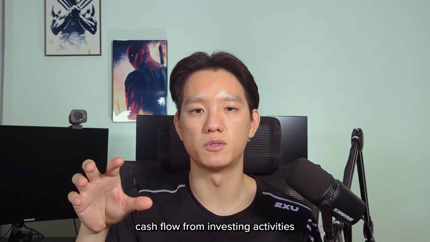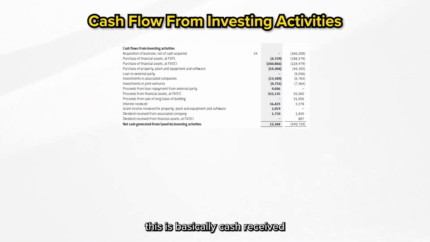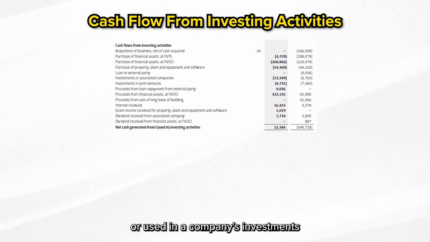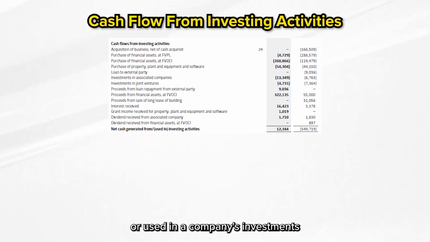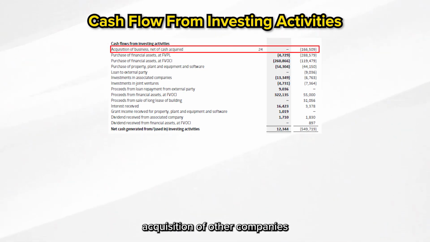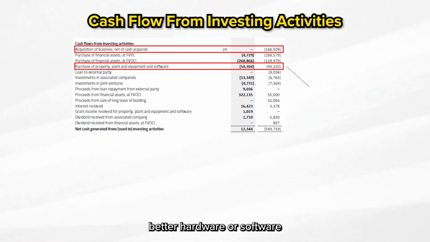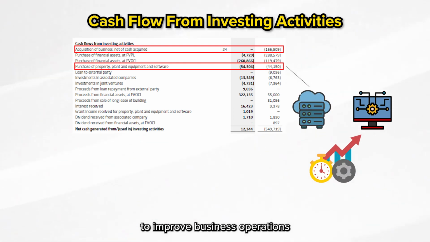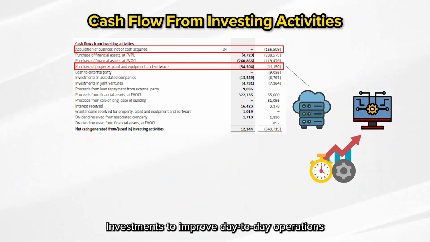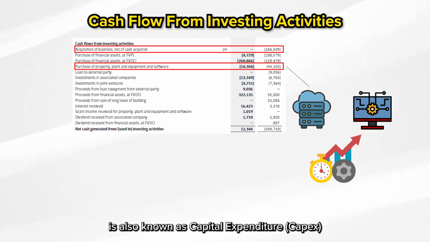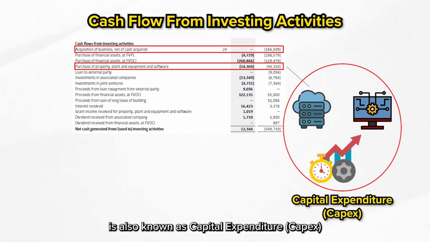Now moving on to cash flow for investing activities. This is basically cash received or used in the company's investments. So cash used could be for acquisition of other companies or just investing in better hardware or software to improve business operations. Investments to improve day-to-day operations is also known as capital expenditure, or CapEx for short.